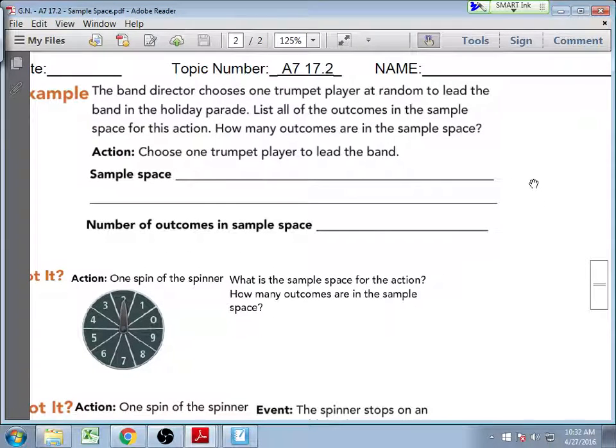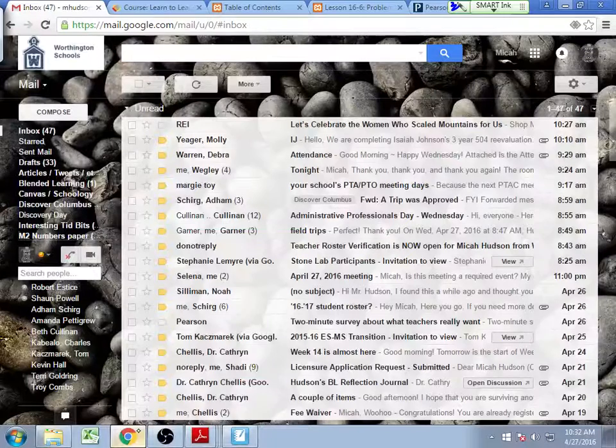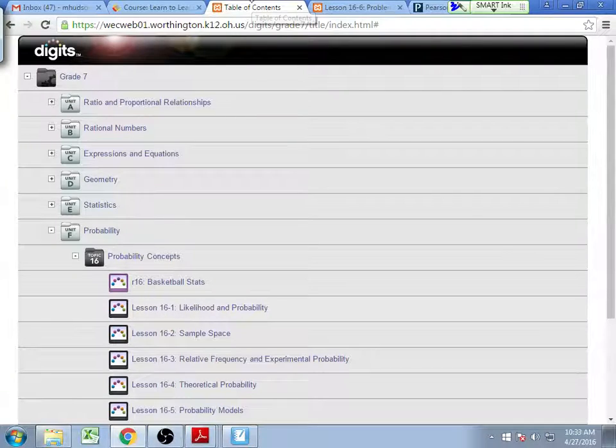So Mr. D is standing at, different question. I'm getting ahead of myself. Band director is going to choose one trumpet player at random to lead the band in the holiday parade. Now you need to be able to see who is in the band.